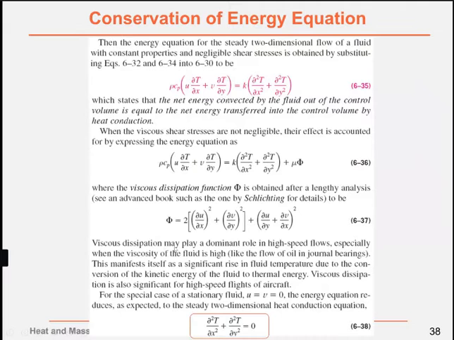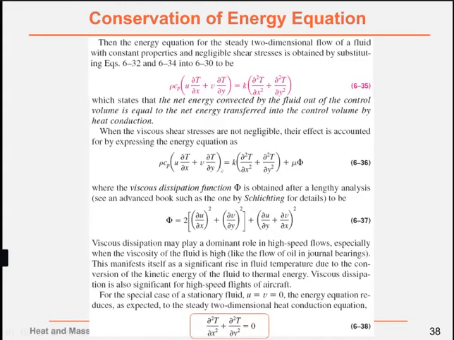So finally, you get a simple energy equation. The conservation of energy equation is like this. Rho is density, Cp the specific heat, u velocity, T temperature, k thermal conductivity. So the energy conservation is listed like this.